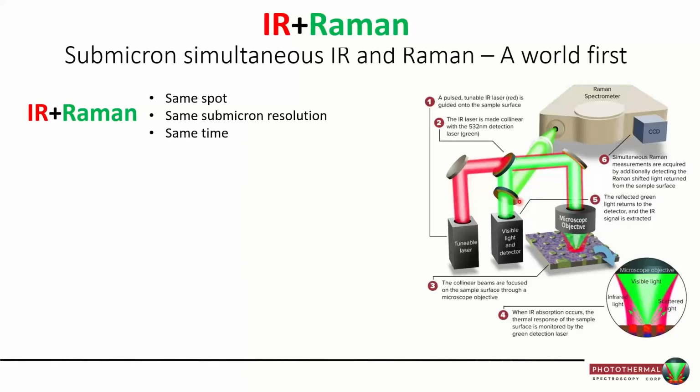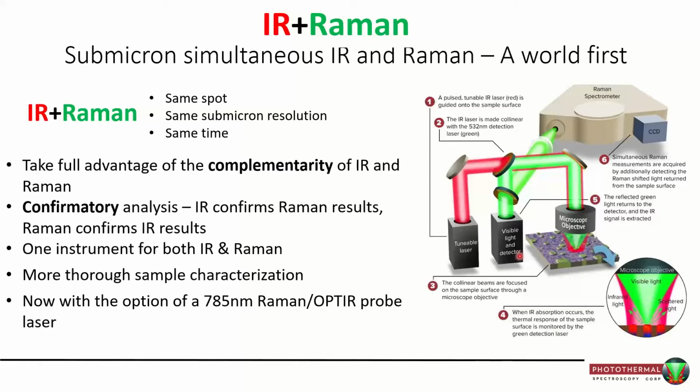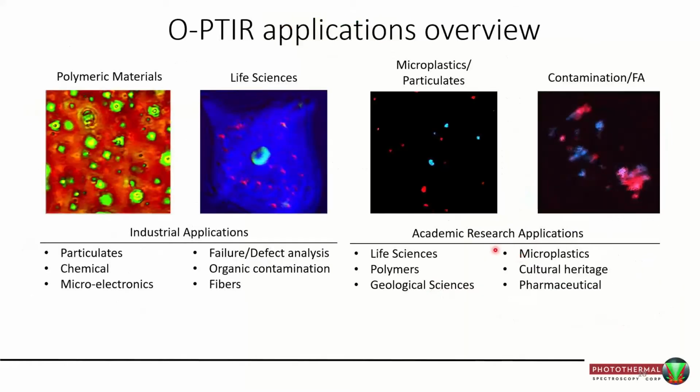So only the Raman shifted light, because we're using a Raman quality laser, there's always the Raman effect happening, whether we want it or not, whether we even want to use it or not, it's there. So we happen to use it, we collect that light, send it over to the Raman spectrometer for measurement, while simultaneously the unshifted light is detected by the visible detector for infrared signal extraction. So that takes full advantage of the complementarity. It's also confirmatory. IR confirms Raman and vice versa, and it's a singular instrument.